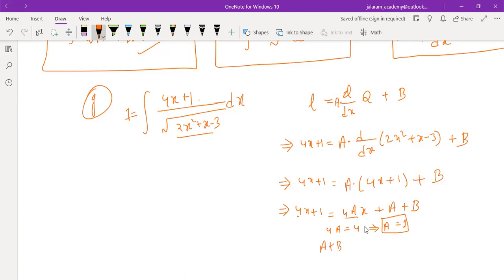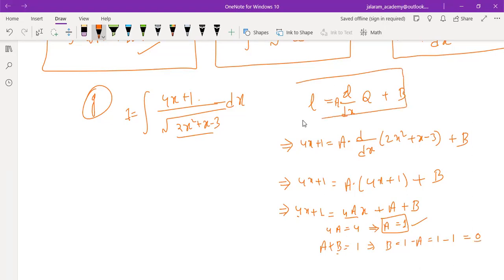A plus b equals 1 means b equals 1 minus a. That is 1 minus the value of a, which is 1, so 0. So the value of a is 1 and the value of b is 0.